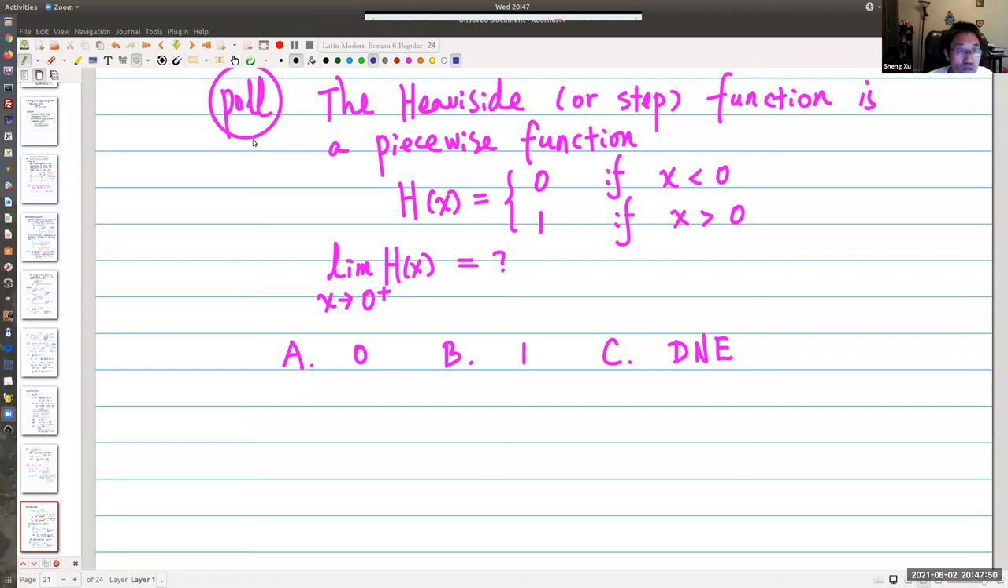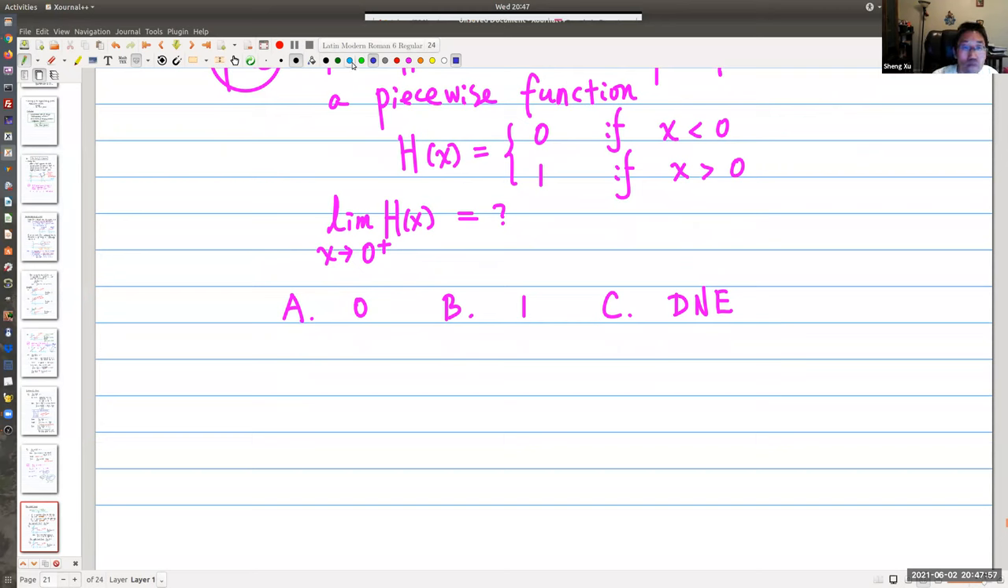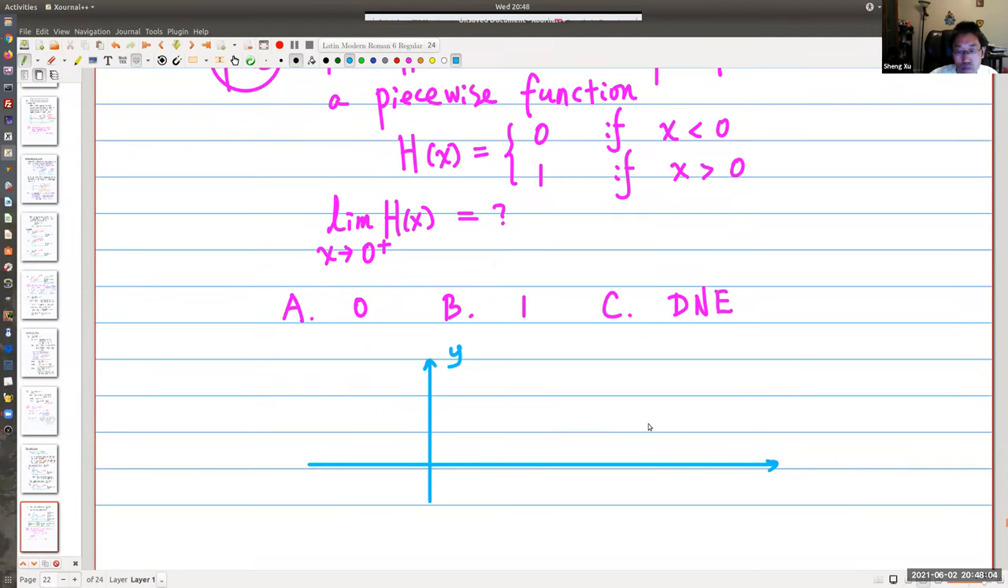Can you sketch the graph of this function? I think you can. What's the graph of this function? I have this coordinate system. This function h of x is equal to zero when x is less than zero, so it's horizontal, on the x-axis, zero, zero, zero, for all these x values. When x is bigger than zero, then it's equal to one. Like this, so this value here is one. So this is the graph of the Heaviside function h of x, a piecewise function. It's like a cliff here, like a step.